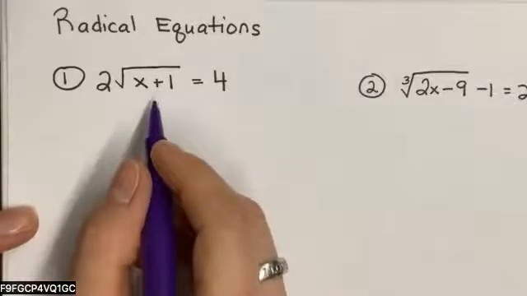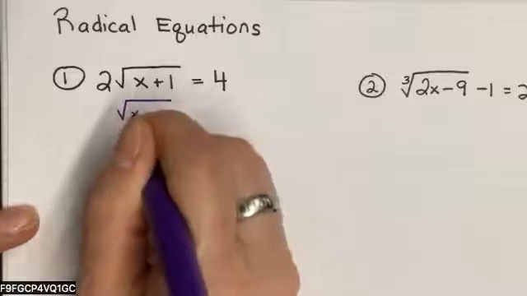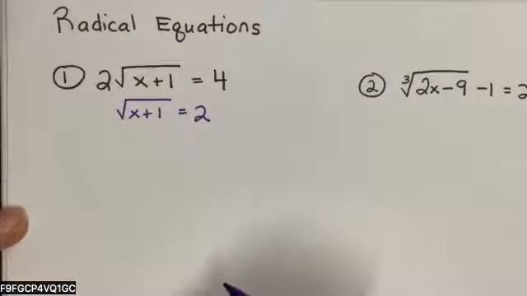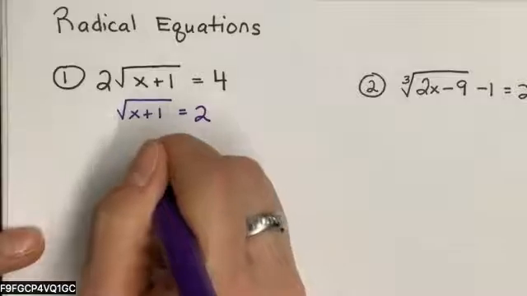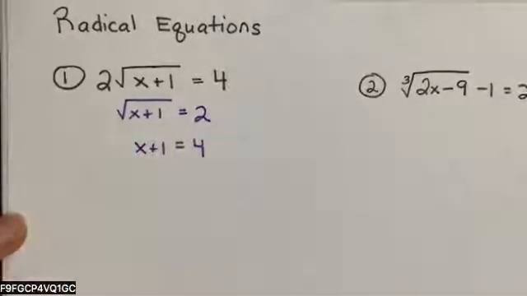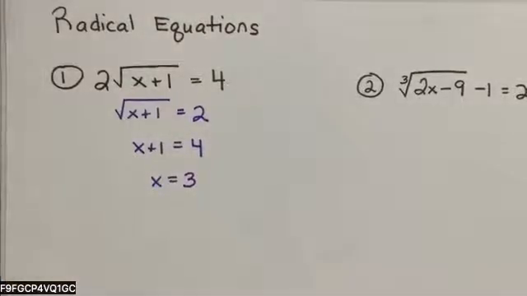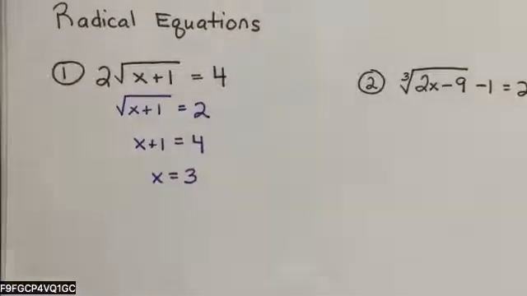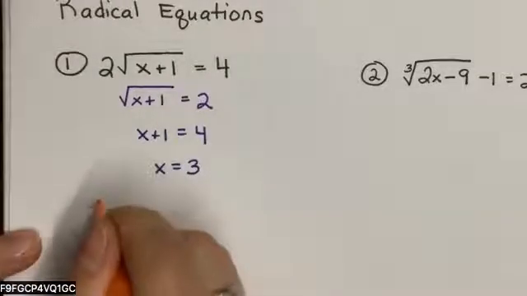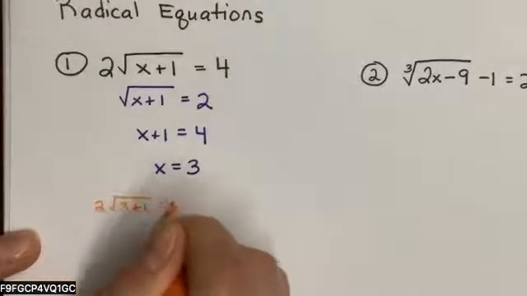First thing we want to do is just get that radical alone. So I'm going to go ahead and divide both sides by 2. And now, of course, to get rid of a square root, I need to square both sides. And then subtract 1. And just to be sure that everything's okay, I should probably double check that because square roots can be funky sometimes. So I'll go back to the beginning and double check that it works.